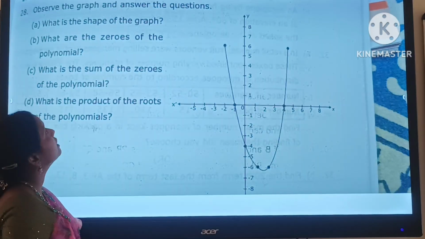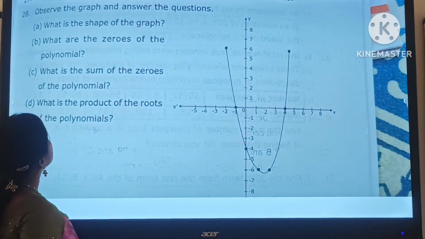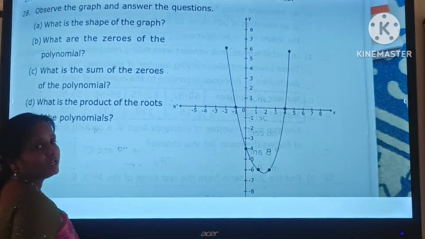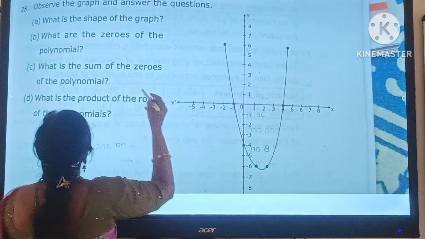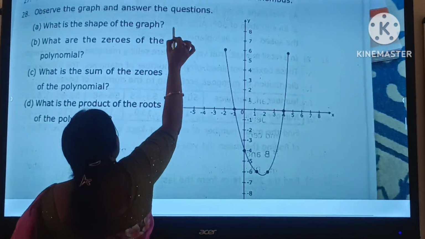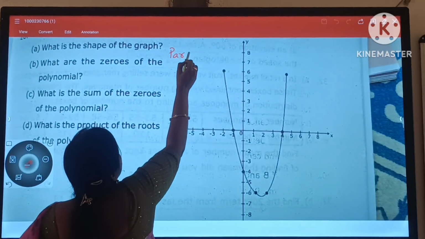This is another example. Observe the graph and answer the questions. What is the shape of the graph? This is a U shape, so the shape of the graph is a parabola.